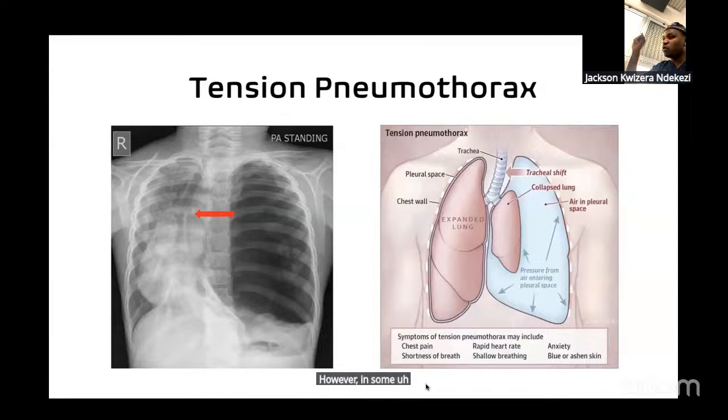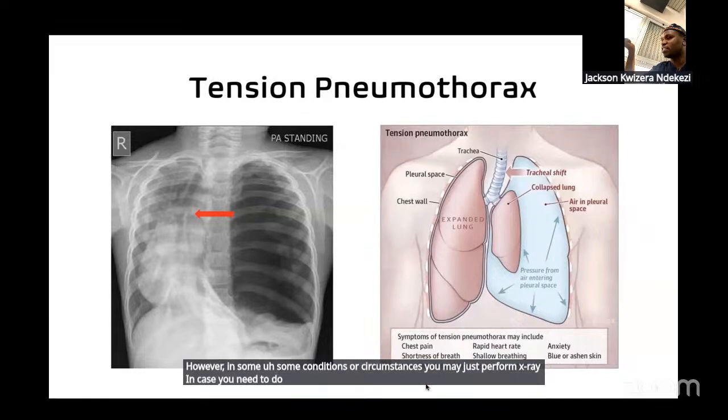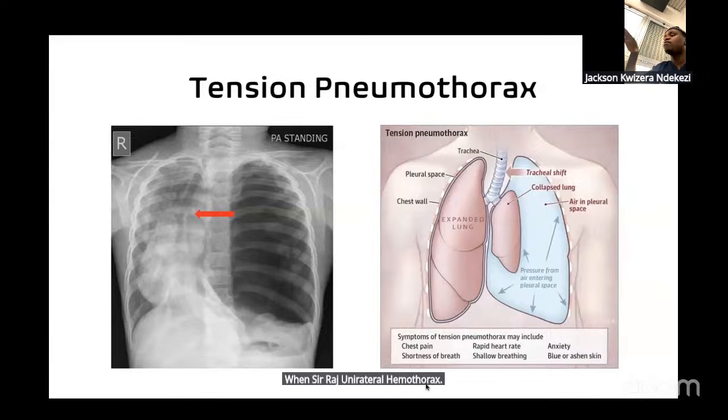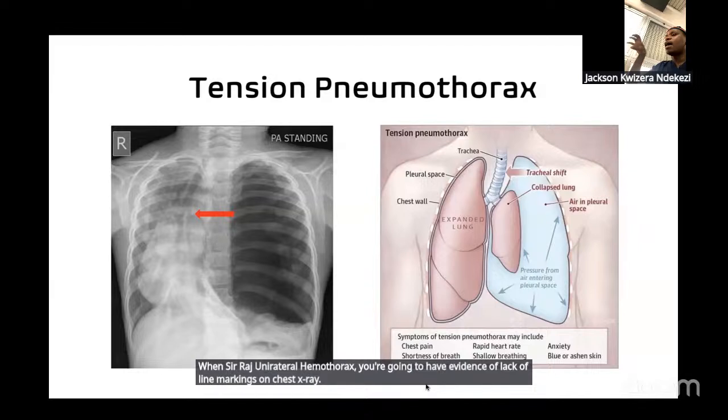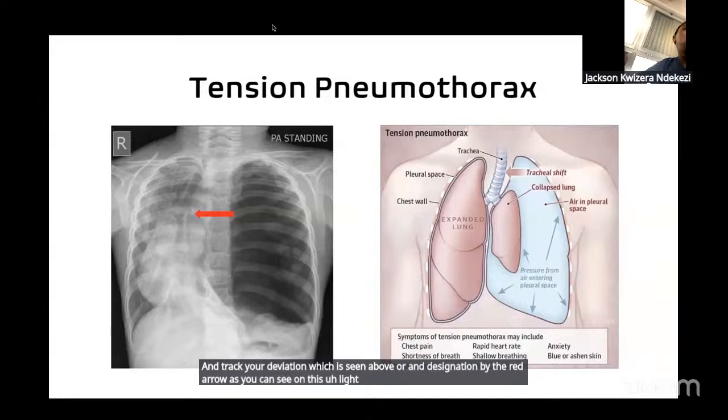However, in some conditions or circumstances, you may just perform an X-ray in case you need to do decompression or put in chest tubes. And the mainstays of tension pneumothorax are the following in case you use an X-ray. When it's a large unilateral pneumothorax, you're going to have evidence of lack of lung markings on chest X-ray, and tracheal deviation, which is seen above and designated by the red arrow, as you can see on the right side of this image.